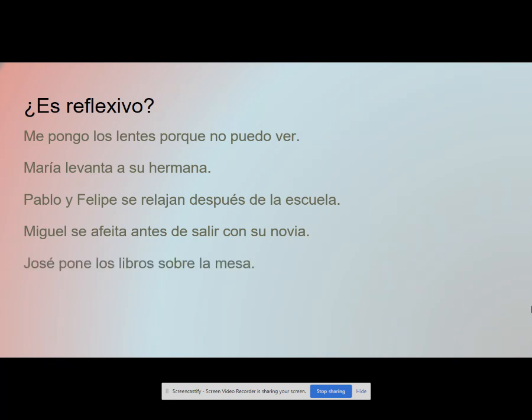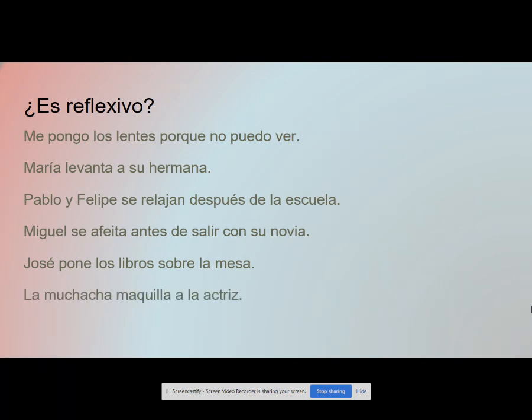José pone los libros sobre la mesa. ¿Es reflexivo? Hopefully you guys can see that the verb in this sentence is poner. José pone los libros sobre la mesa. But it is not reflexive. The action is being done to the books. José is doing the action. He's putting the books on the table, but he is not receiving the action, making this sentence non-reflexive. And it does not have a reflexive pronoun, which will hopefully give that away.